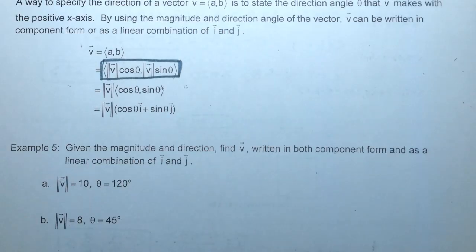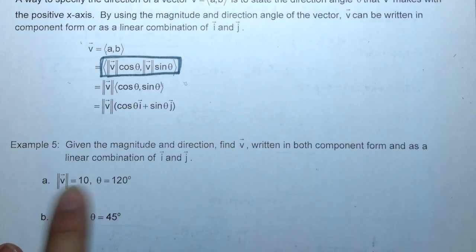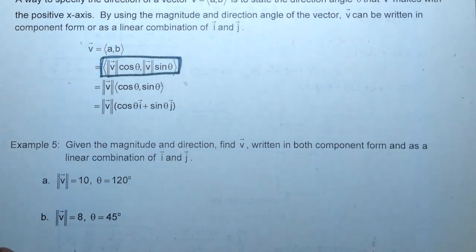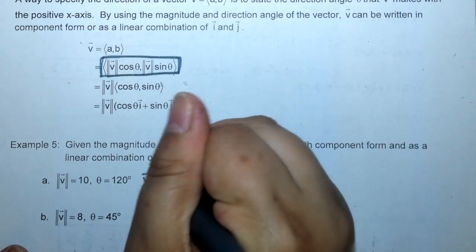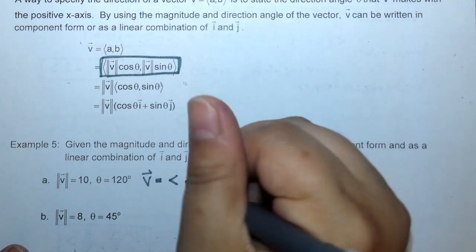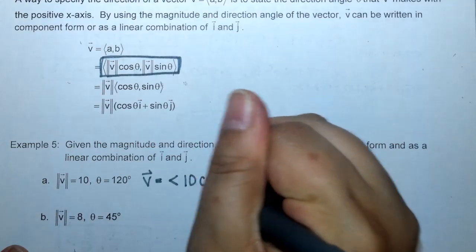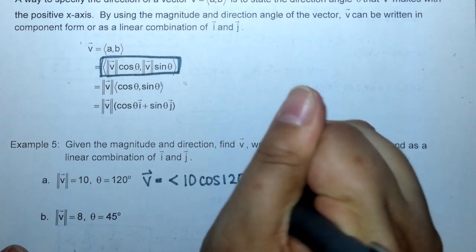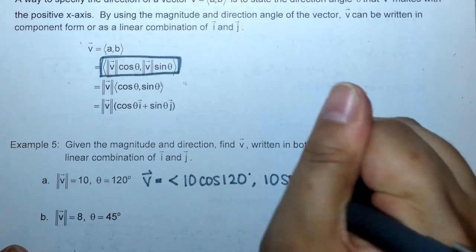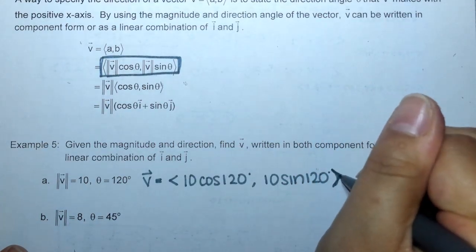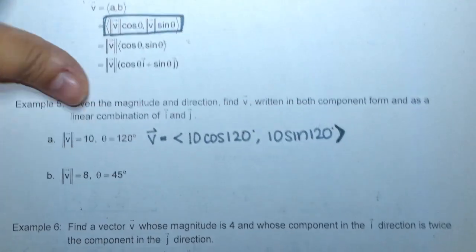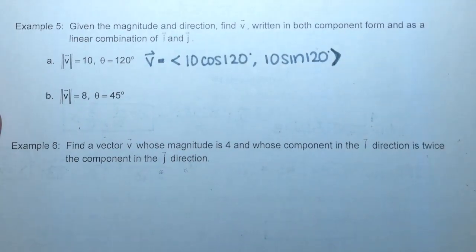So, if you are given the magnitude and direction, can you find the vector? That's what this is saying. I gave you the magnitude, I gave you the direction. How do I find the vector? You use that formula. Vector v is your magnitude times the cosine of theta, comma, your magnitude times the sine of theta. No parentheses. Chevrons.